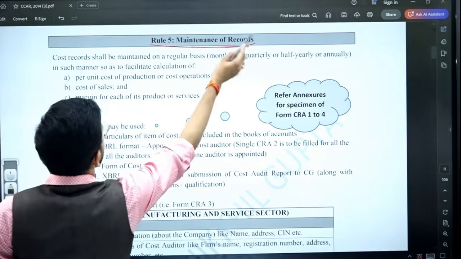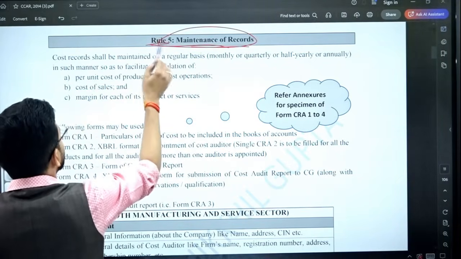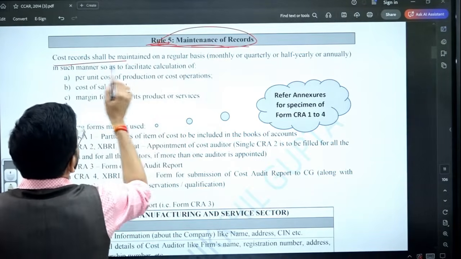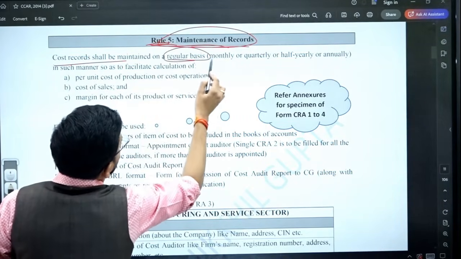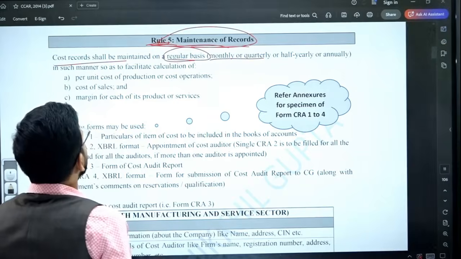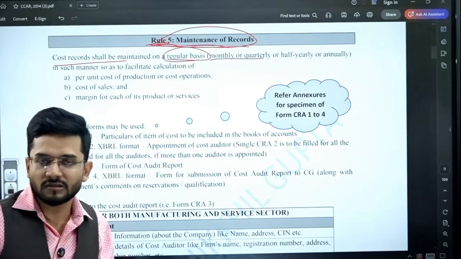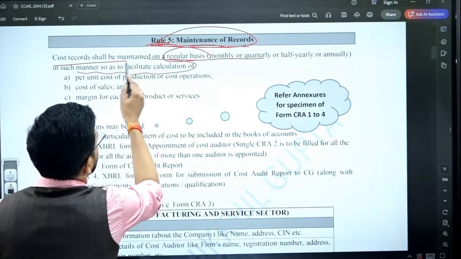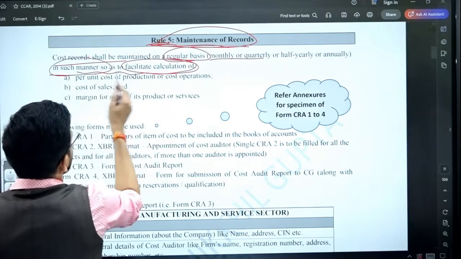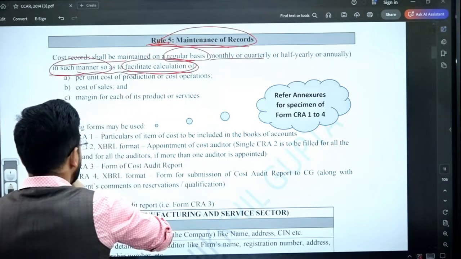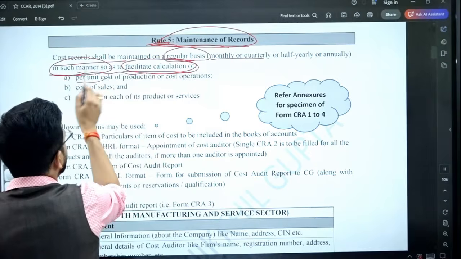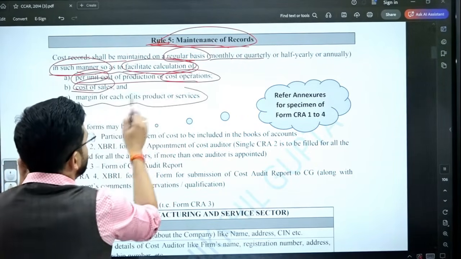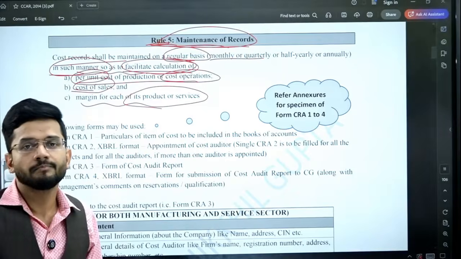So maintenance of cost records. Cost records are required to be maintained under Rule 5. There is no specific format, but it says that cost records shall be maintained on a regular basis. Regular means monthly, quarterly, half yearly, or annually. So these are the options which are given to you. You have to maintain your cost records regularly in such a manner so as to facilitate calculation of per unit cost of production or cost of operation, cost of sales, and margin, which means profit margin of each of the products.